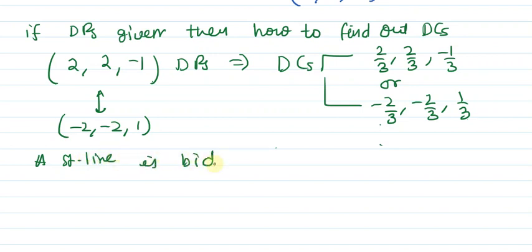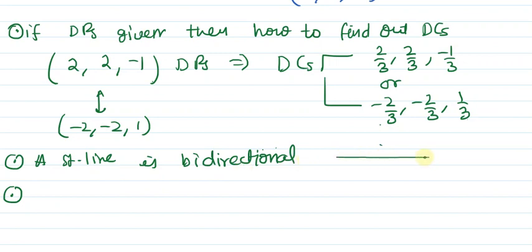So like that's why a straight line is bidirectional. First thing, that's very important thing. Another thing is DCs and DRs are related with vectors. The straight line is bidirectional because if a line is going like this, so it can be either in this direction or in this direction. Okay, so that's why a straight line is having two sets of DCs, right?